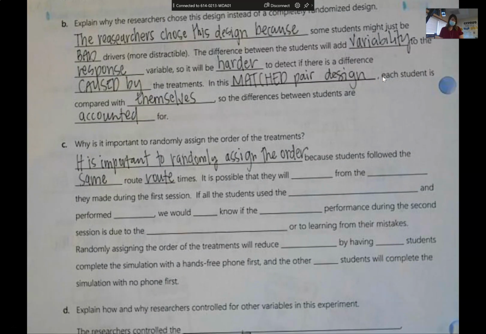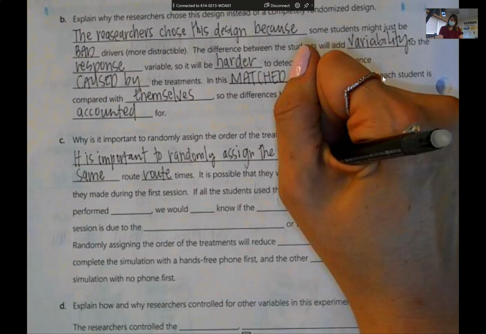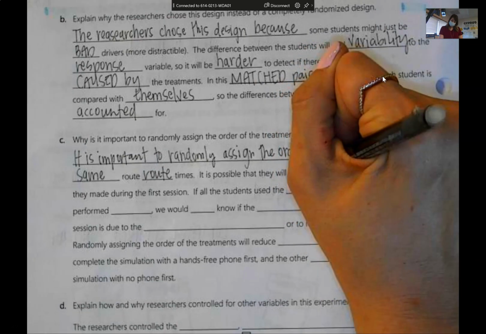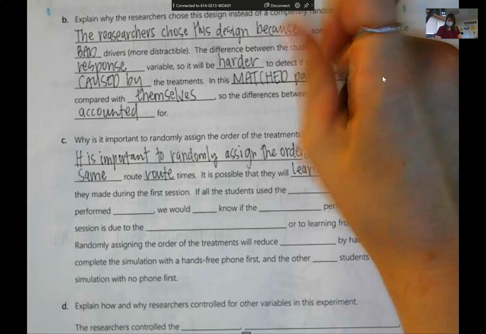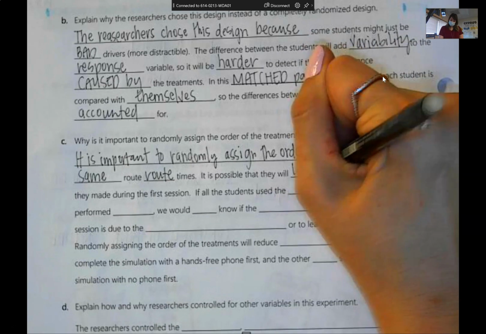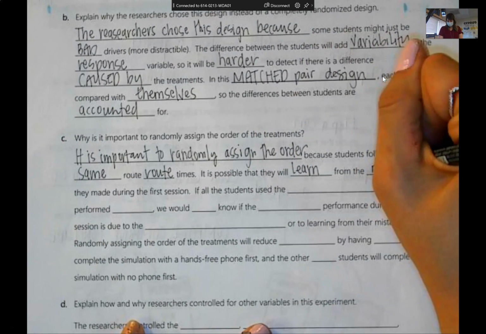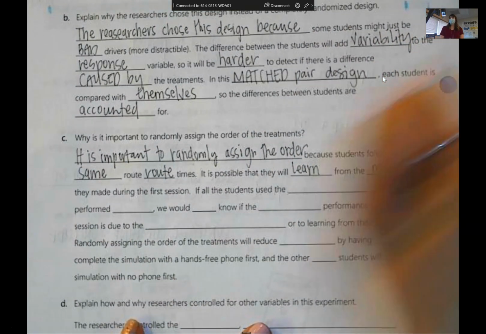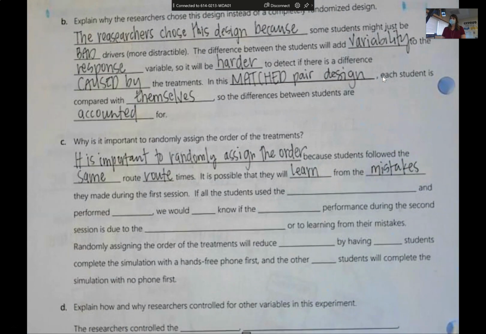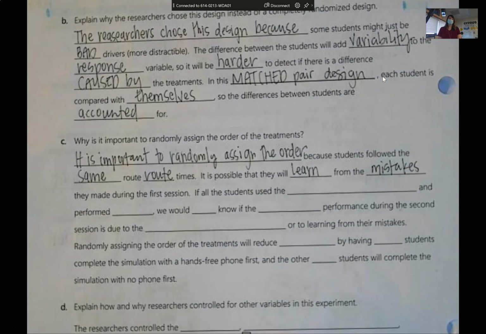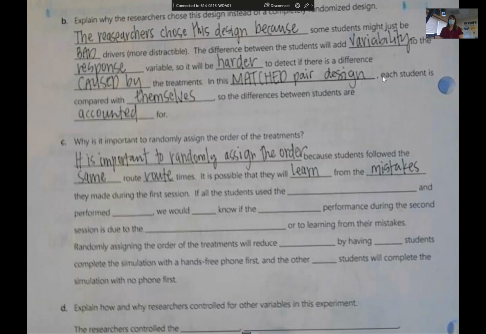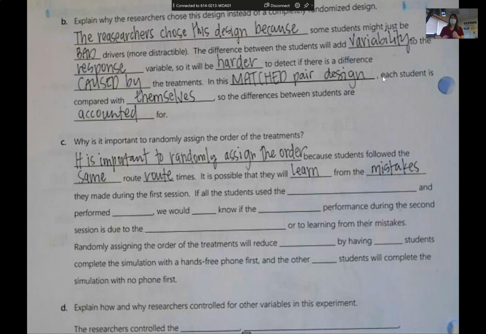It is possible that they could learn from the mistakes they made during the first session. So maybe on 2 of their turns, they didn't turn on their signal. So the next time they go in, they're like, okay, I got to remember to turn on my signal for every single turn.